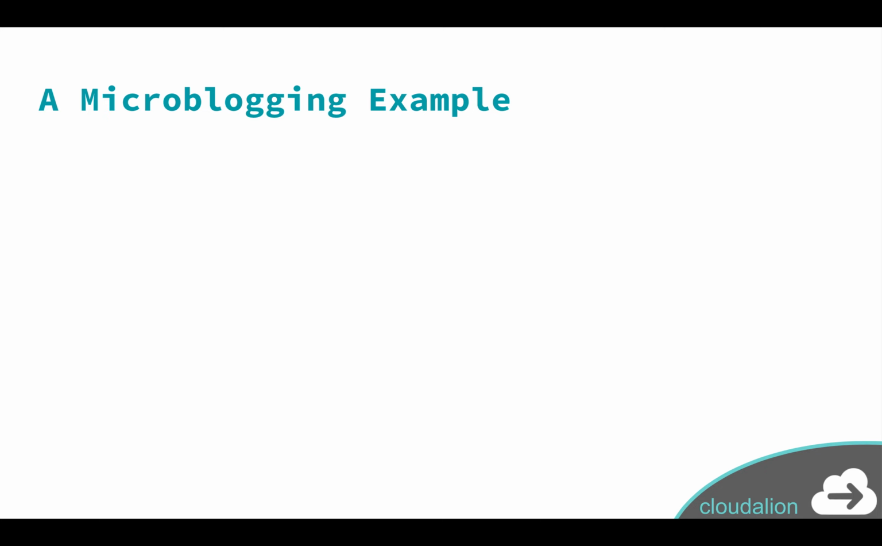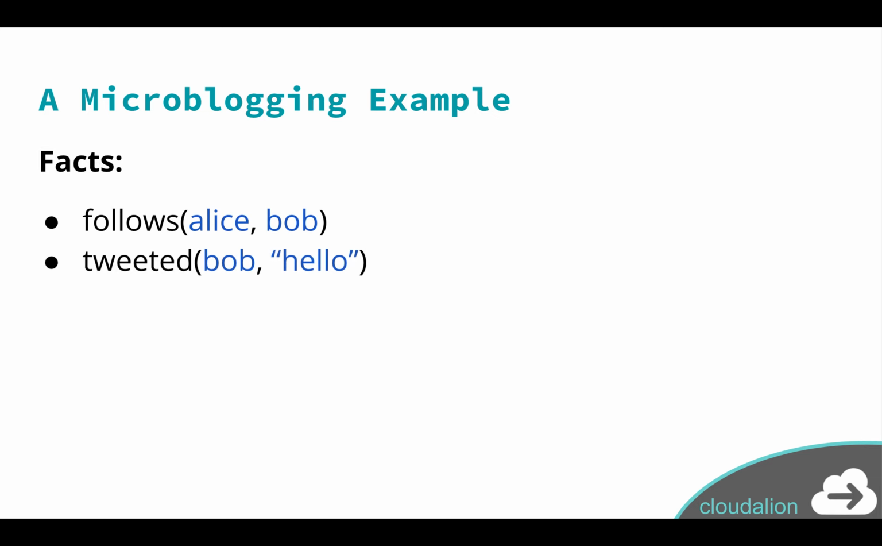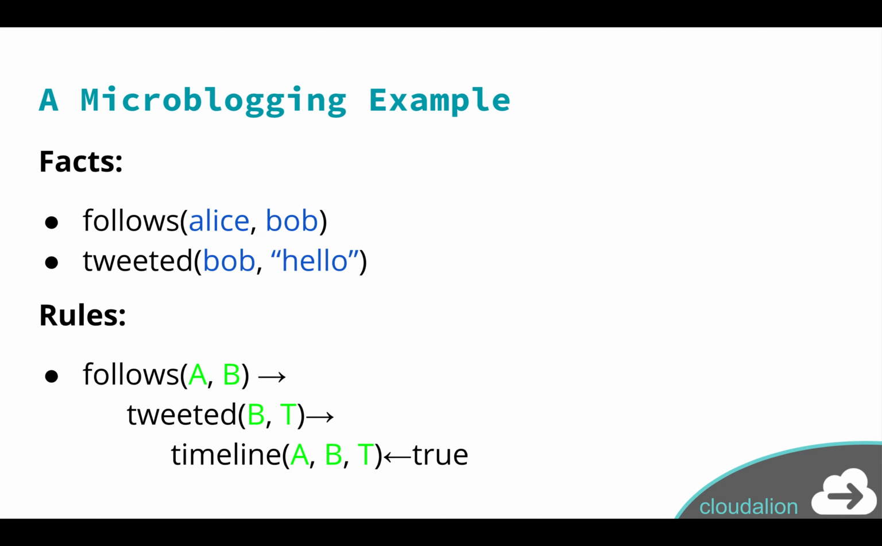I'll give you a small example. This is a Twitter-like example. We have facts like Alice follows Bob, and Bob tweeted hello. And there is a rule that says that if one user follows another user and the other user tweeted, then the timeline of the first user will include that tweet.